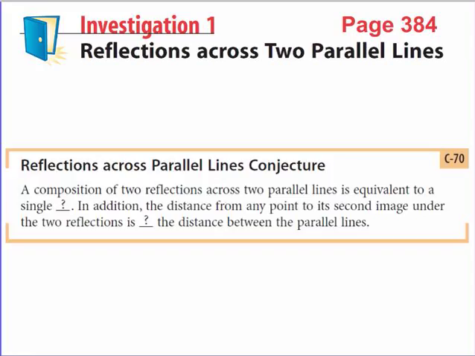Let's go ahead and look. If you have your first figure going all the way to step 5, what does that look like it is? A slide, which is called a translation. Okay. In addition, the distance from any point to its second image under the two reflections is twice the distance between the two parallel lines. Okay, and that should make sense because you went twice that distance.